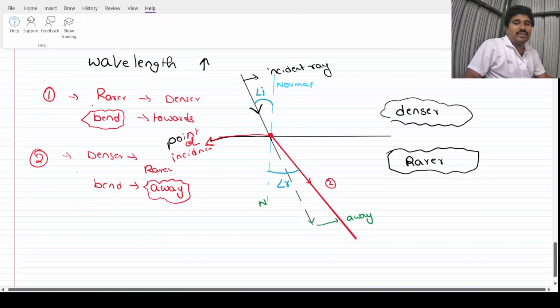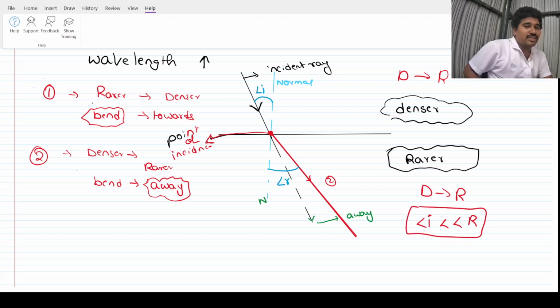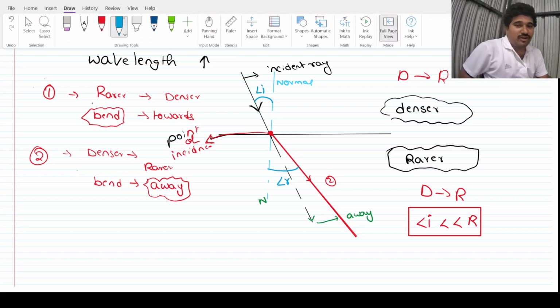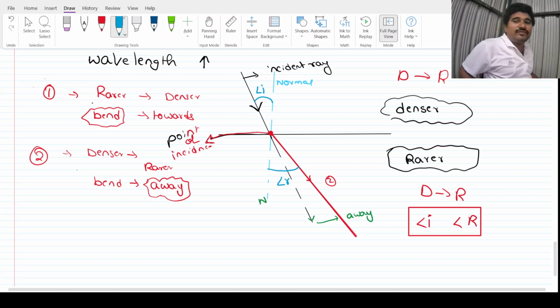Instead of that, if I am going from denser to rarer, which is bigger? Angle of incidence is smaller than angle of refraction. Is that clear for everybody? Understand? Clear?